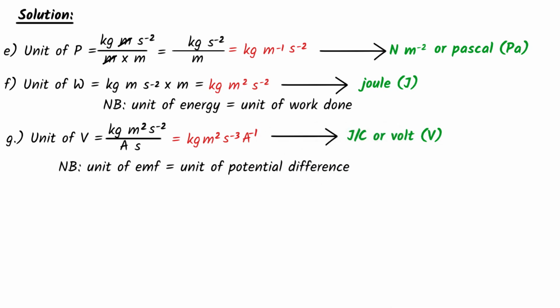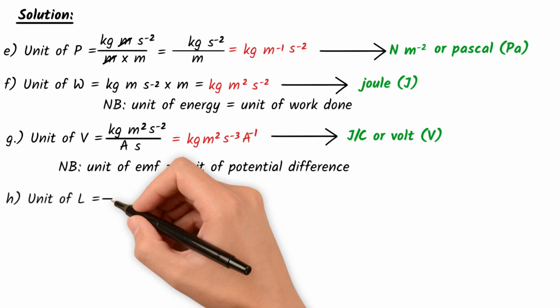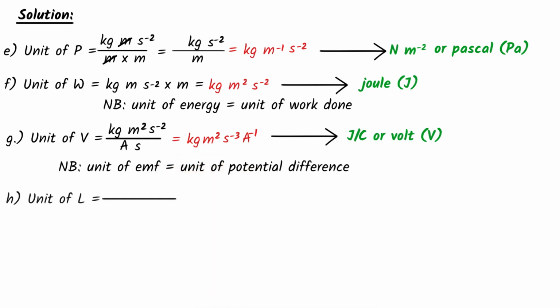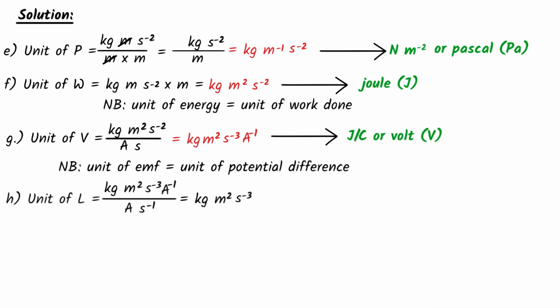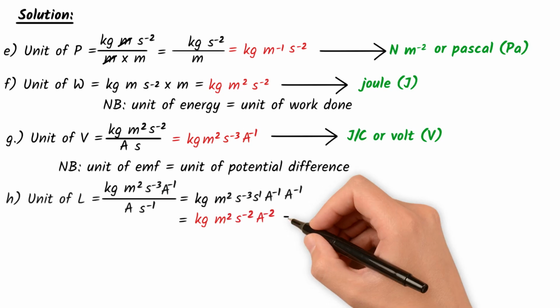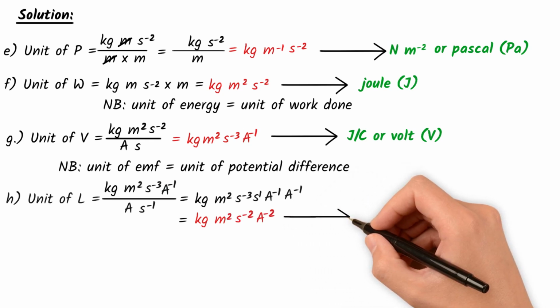Unit of inductance. Inductance is EMF divided by rate of change of current. So we'll just use what we have obtained above. Kilogram meters squared per second cube per ampere divided by ampere per second. Rate of change of current with respect to time is like taking current divided by time, which is ampere divided by second. So we have ampere per second. And using indices to remove the ampere and the per second from the denominator and simplifying, we get kilogram meter squared per second squared per ampere squared. And that together is called Henry.